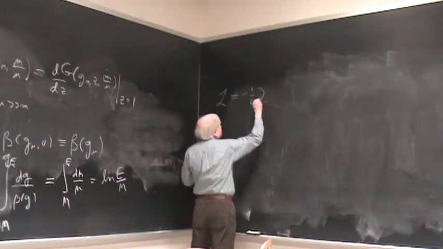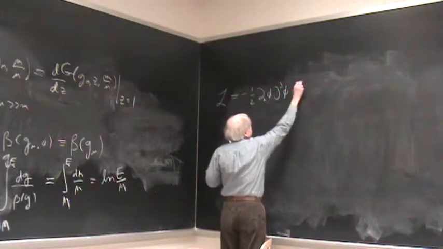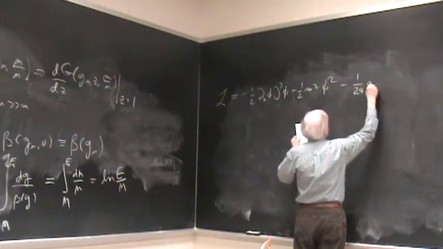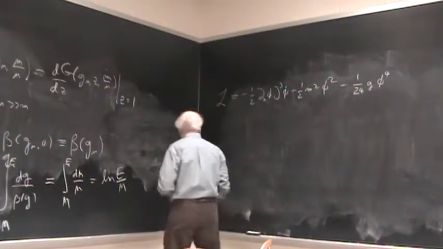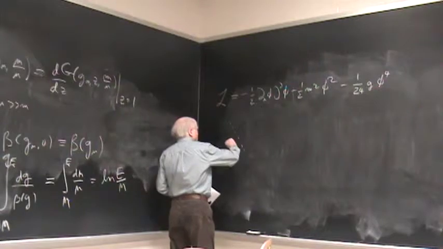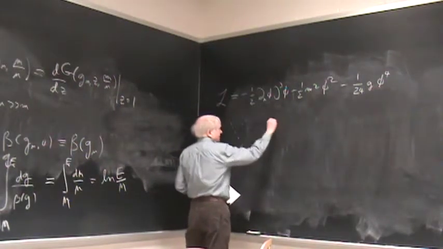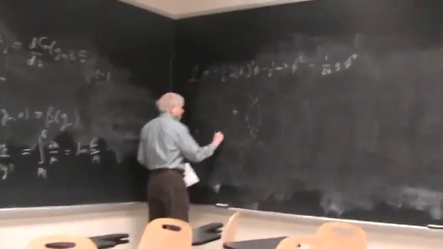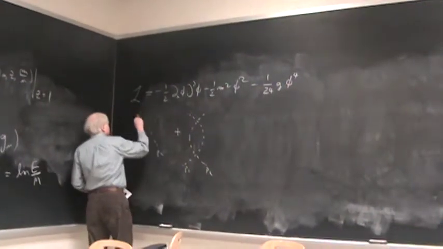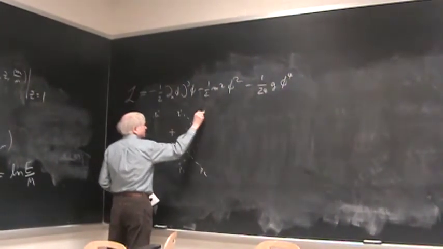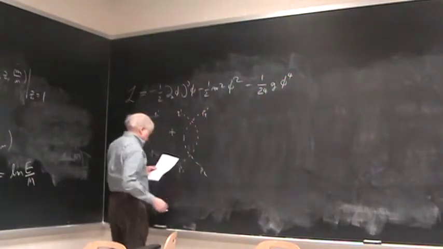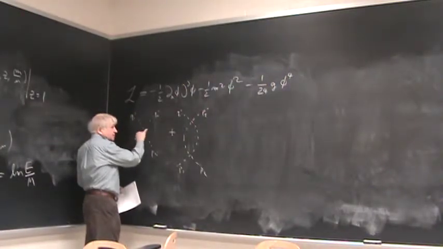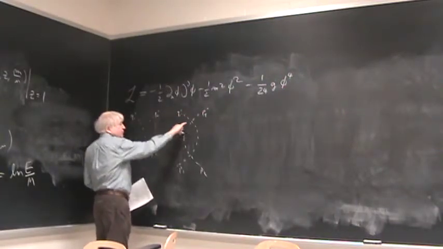Anyway, so this is minus a half ∂_μ φ ∂^μ φ minus a half m² φ² minus 1 over 24 g φ⁴, 24 being 4 factorial. The diagram for boson-boson scattering is like that: p1, p2, p1', p2'. So that's what we're thinking about. If we did this, this would effectively give us g, the pair coupling. This would give us something proportional to g².